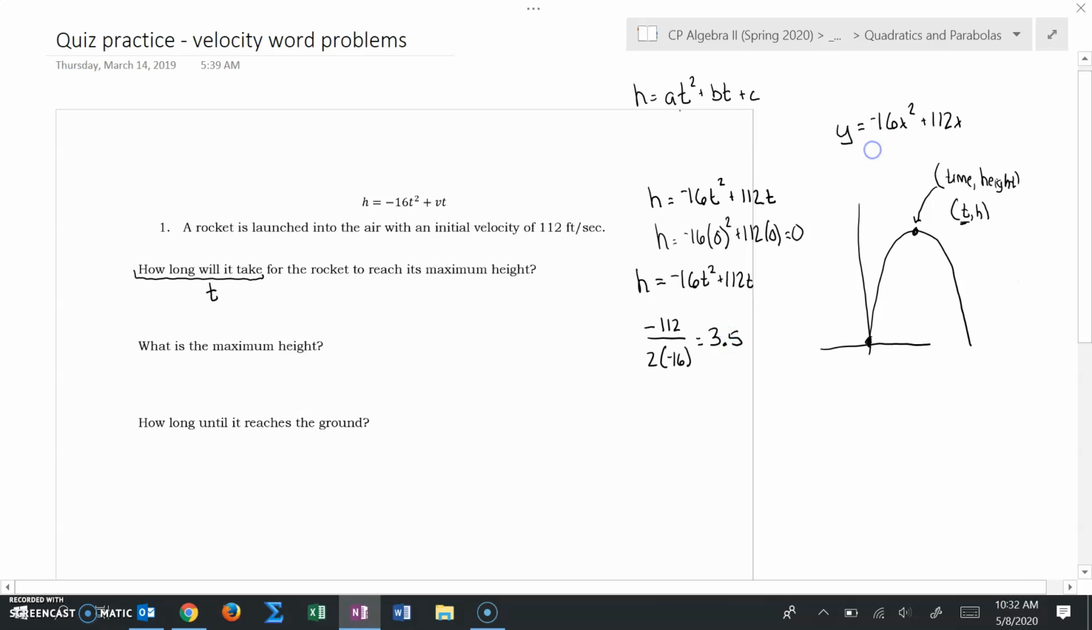Remember, the coefficient of your square term is a, the coefficient of your linear term, the t, is b. This has no c value, or c for this, you could do plus 0 if you wanted to. So c is nothing. But this vertex, we now know is going to be 3.5, comma, we don't know that yet. That's the vertex. And that's a time at which the rocket's going to reach its maximum height. So how long will it take for the rocket to reach its maximum height? That's going to be 3.5, and our units are seconds for time.